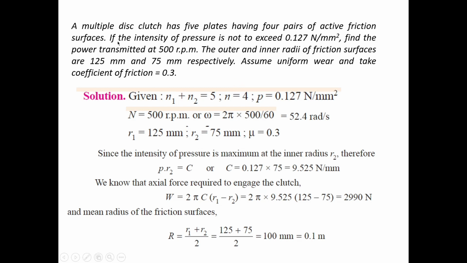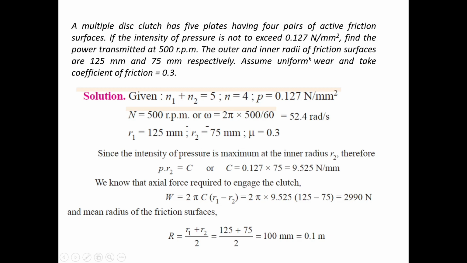In this problem, the intensity of pressure is not to exceed 0.127 Newton per mm squared. You all know that this is nothing but the P value. Find the power transmitted at 500 rpm. This is the N value. Because it is given in revolutions per minute, we have to convert that into radians per second by multiplying by 2 pi N divided by 60. So N value is 500, and divided by 60 we get radians per second.